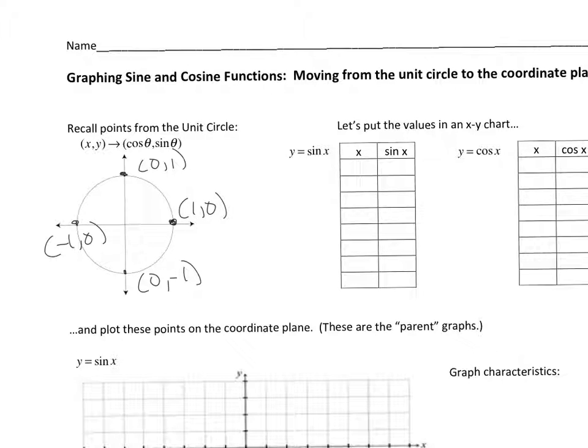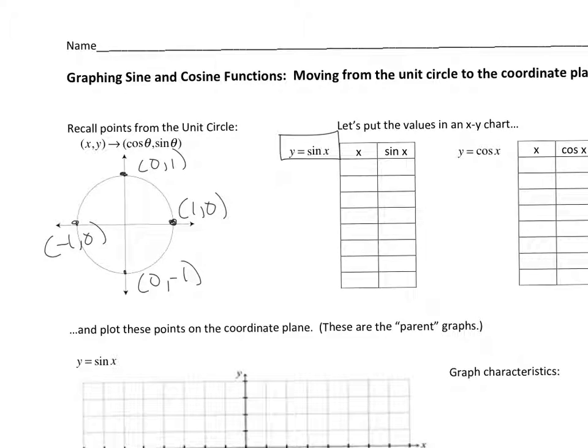Let's take these points, focusing on the sine first. The sine, remember, is the y-coordinate. So we're looking at these y-coordinates of the points on the unit circle. And in my equation, x represents the angle measure. So here in my xy chart, I'm going to put angle measures for x.